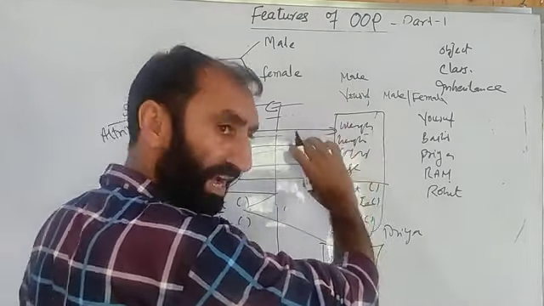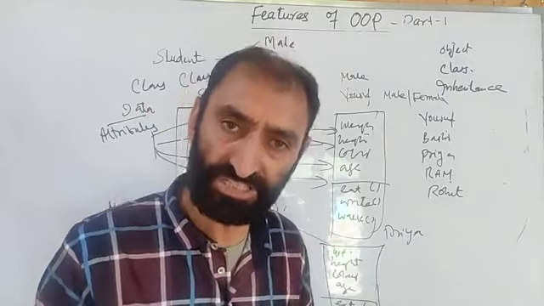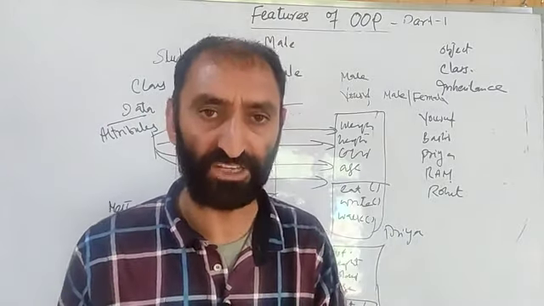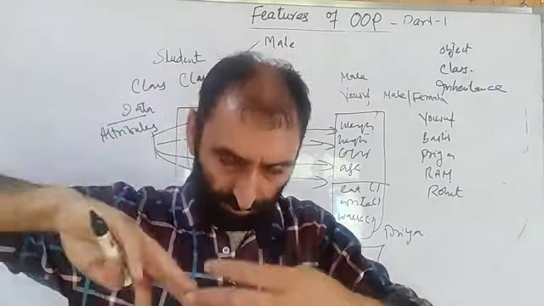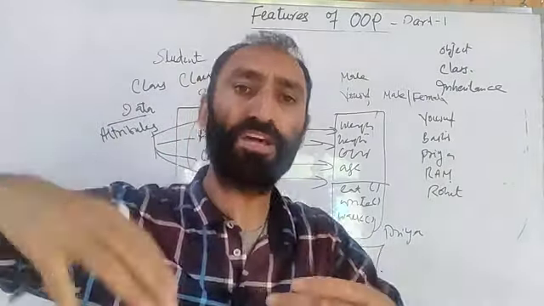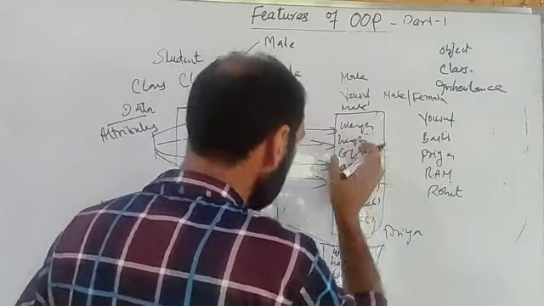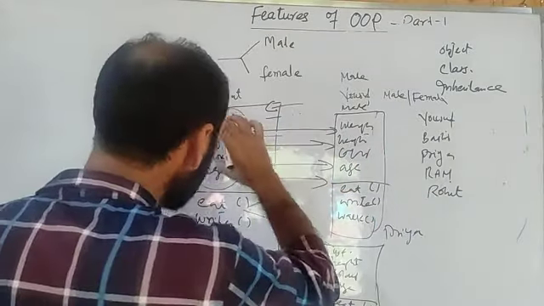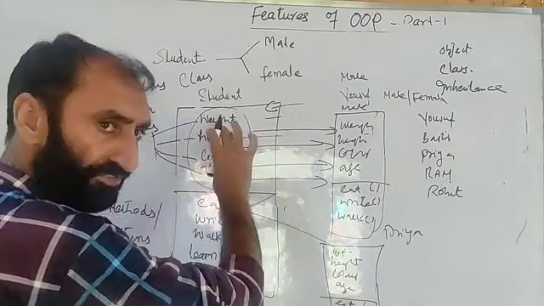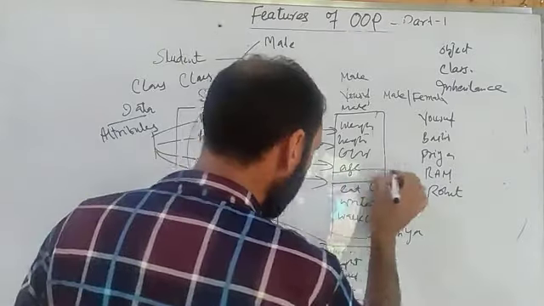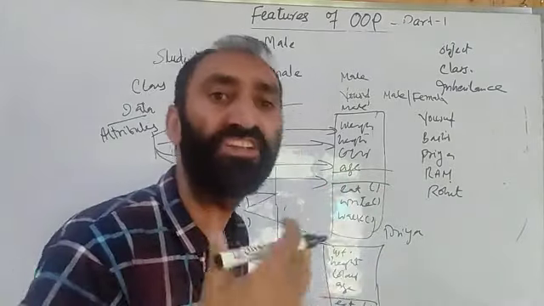But we know that there are some features, some body parts, which in males are different from that of the females. Actually, there are some features in males which are not present in the females, or some features in the females which are not present in the males. So we can say here that this is a male. This male, first of all, inherits all these features of the parent class, and in addition to this, it has some own features.